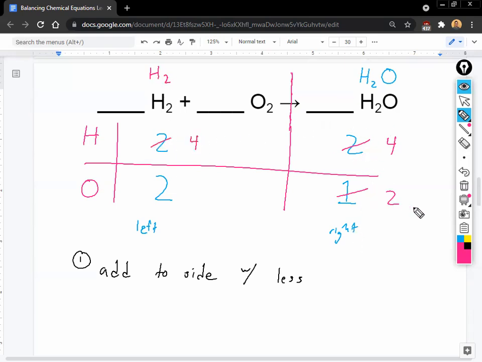We're all balanced out. Okay, so the key steps here are you want to add to the side with less. You want to add the entire molecule. You can't just add the element you need. And you just keep doing this process, add to the side that has less, add the entire molecule until it's balanced out. And then the last step is you want to write the coefficients. Okay, so the numbers in the front.